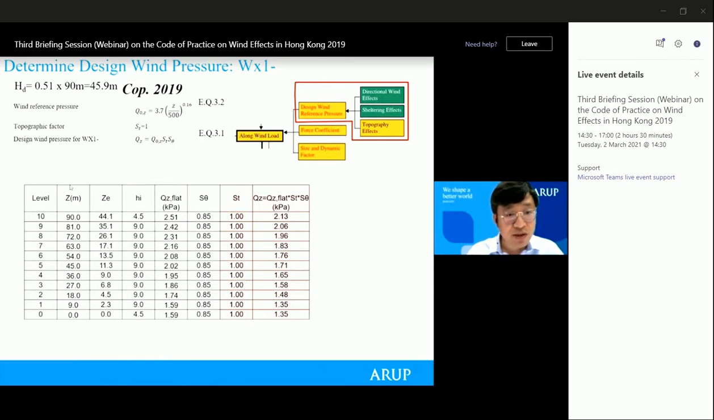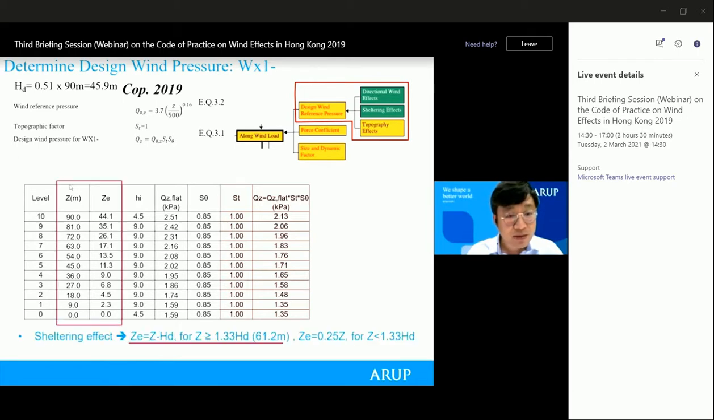And then the reference wind pressure is given in equation 3.2. The topographic factor is taken as 1, because here we are assuming it is located in a flat terrain. So this table lists all the calculation procedure. First we have the effective height.